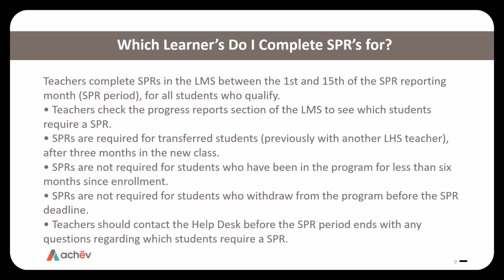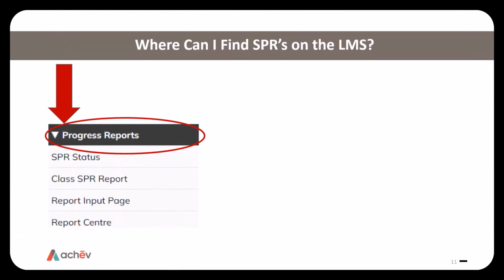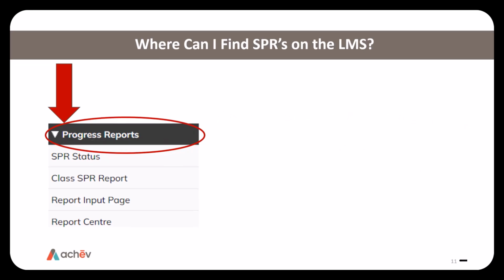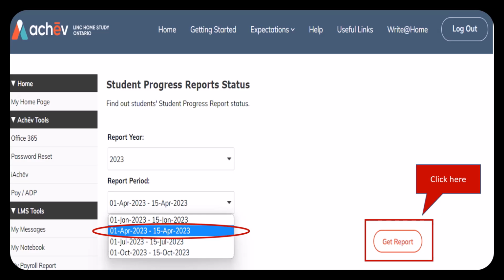So where can you find SPRs on the LMS? You log into the LMS and you scroll down to the bottom left-hand corner. And here you will see a section labeled Progress Reports. Under Progress Reports, you have SPR status. So you click here to see which learners require SPRs. I choose the year, the reporting period, and then click Get Report.